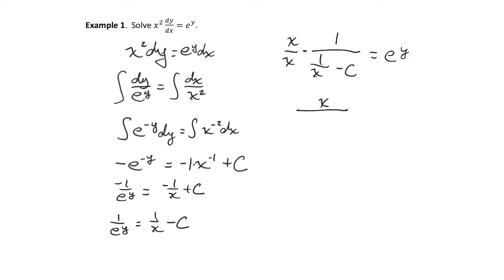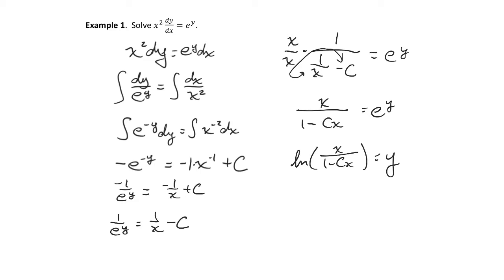I'll have x divided by, when you distribute the 1 over x to both of those terms, you'll get 1 minus cx equals e to the y. And now using the natural log, x over 1 minus cx will be equal to y. So that's the solution. That is a general solution to this differential equation.